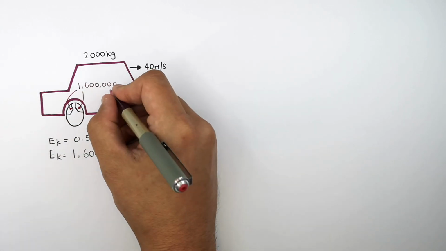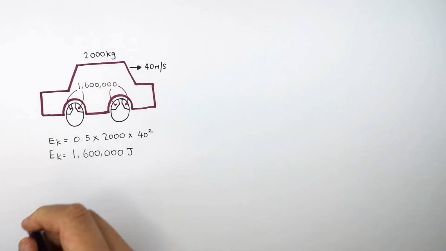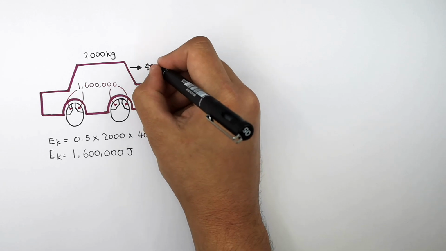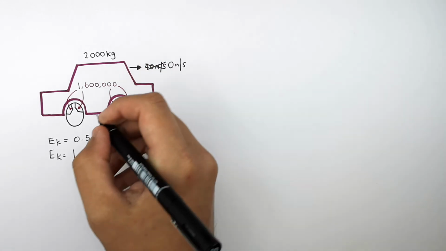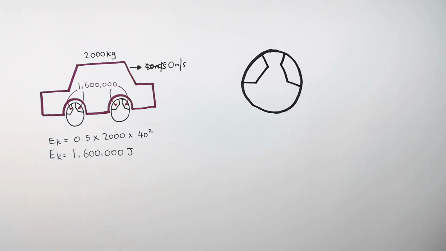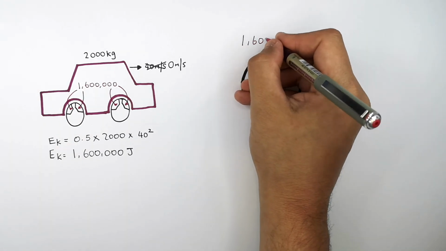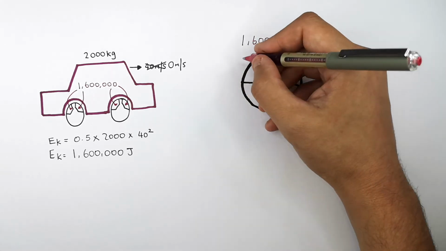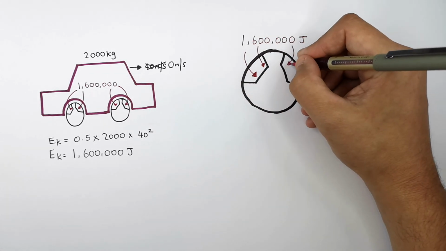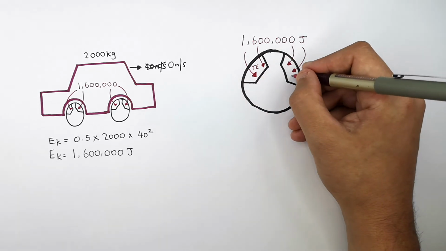in the car must be transferred to the brakes. So to decelerate from 40 meters per second to 0 meters per second, the kinetic energy stored in the car must be transferred to the thermal energy store of the brakes. So 1,600,000 joules of energy must be transferred to the thermal energy store of the brakes.